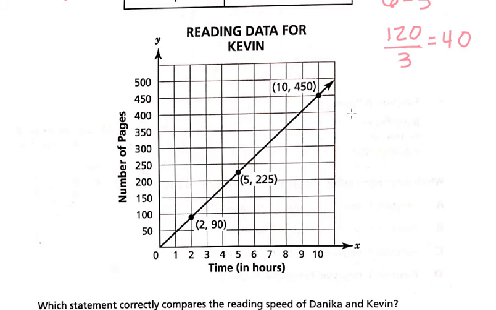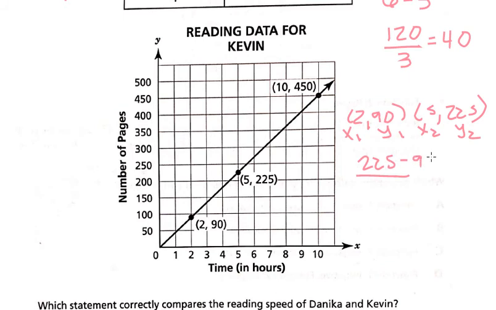So I'm going to take my values here. I'm going to take 2, 90, and I'm going to take 5, 225. And again, I've got x1, y1, x2, y2. This is going to give me 225 minus 90 over 5 minus 2. Well, 225 minus 90 is going to give you a value of 135. So I'm going to take that 135 there.